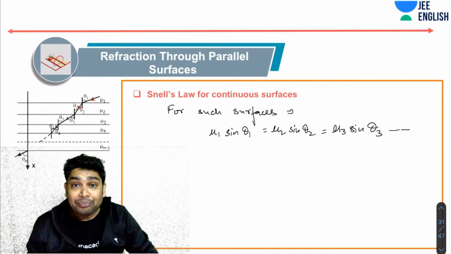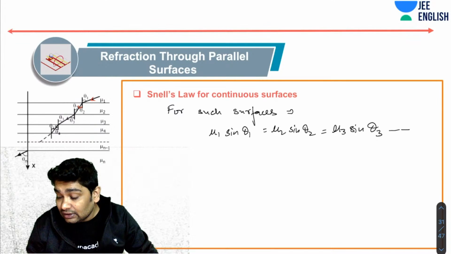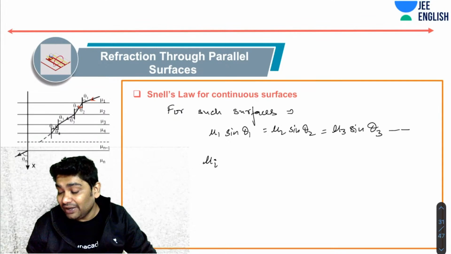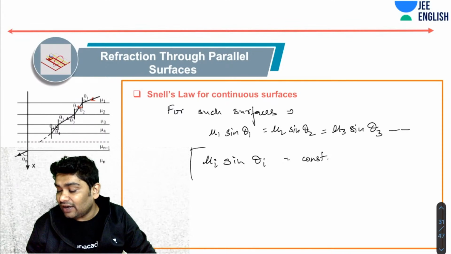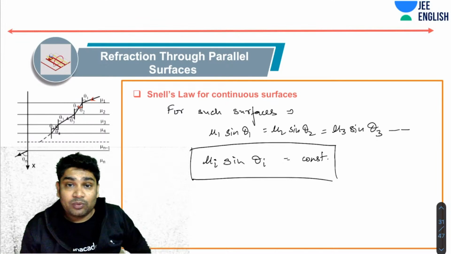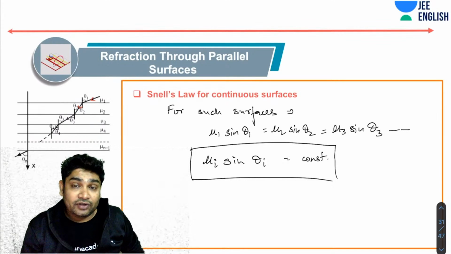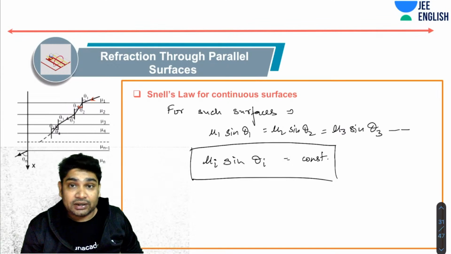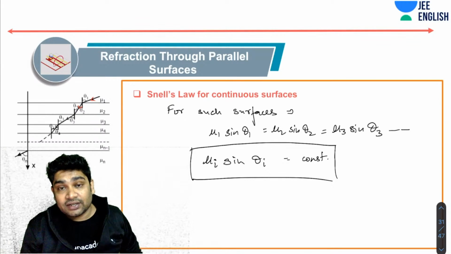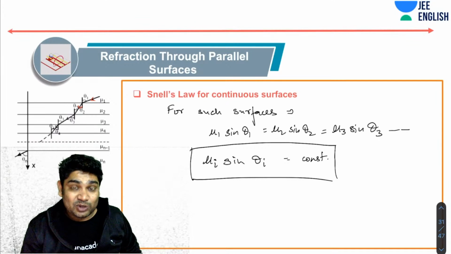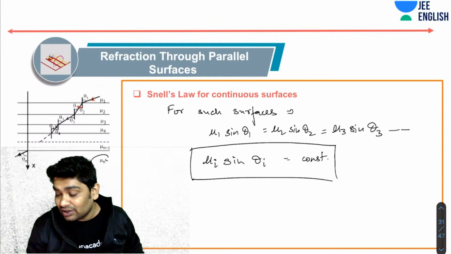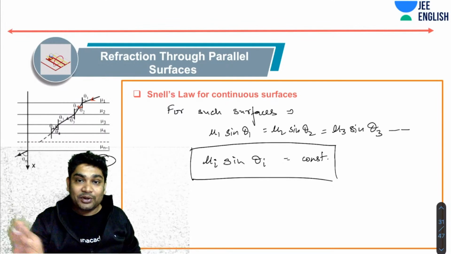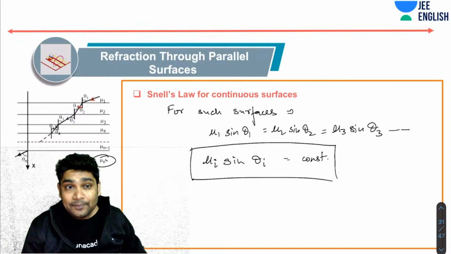So for such cases, mu of the ith medium times sine of the ith angle is constant. This is the fact that you will use to solve problems where multiple layers of different refractive indices are kept together. So you use this equation that mu sin theta is constant, and obviously this value would be any of these values. Any mu sin theta value you calculate, you can equate to that.